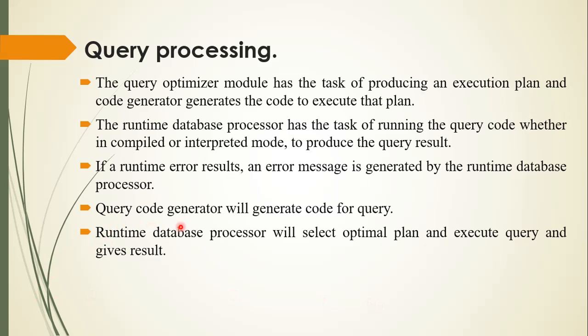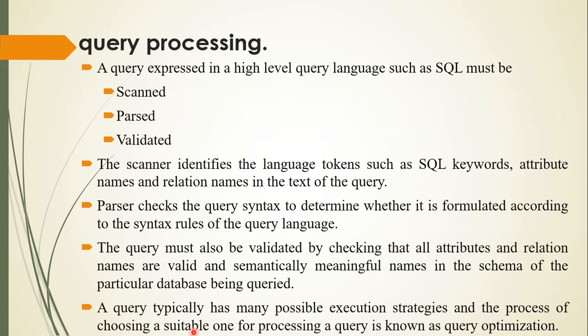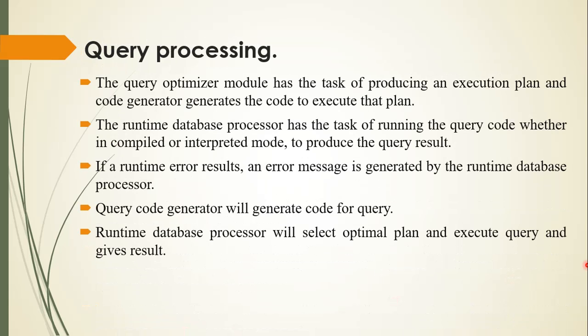The query code generator will generate the code for the query. The runtime database processor will select the optimal plan, execute the query and give the result. So they choose the suitable options, and they generate the result. These are the query processing steps.